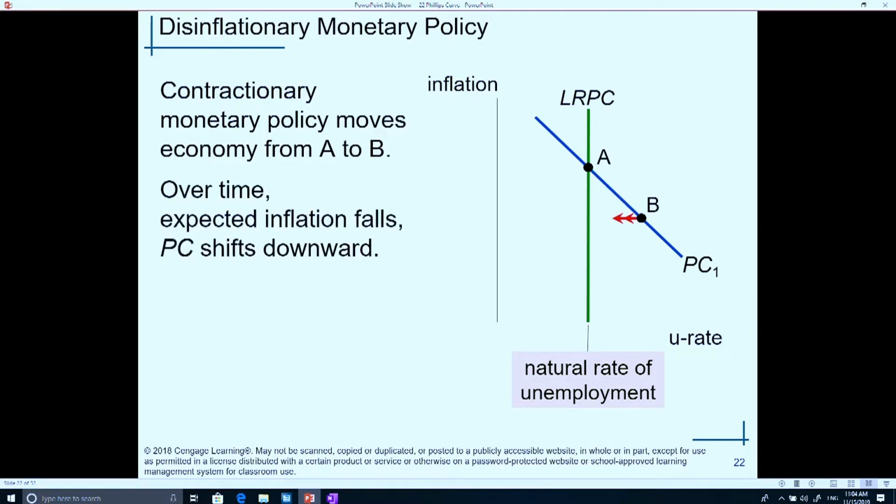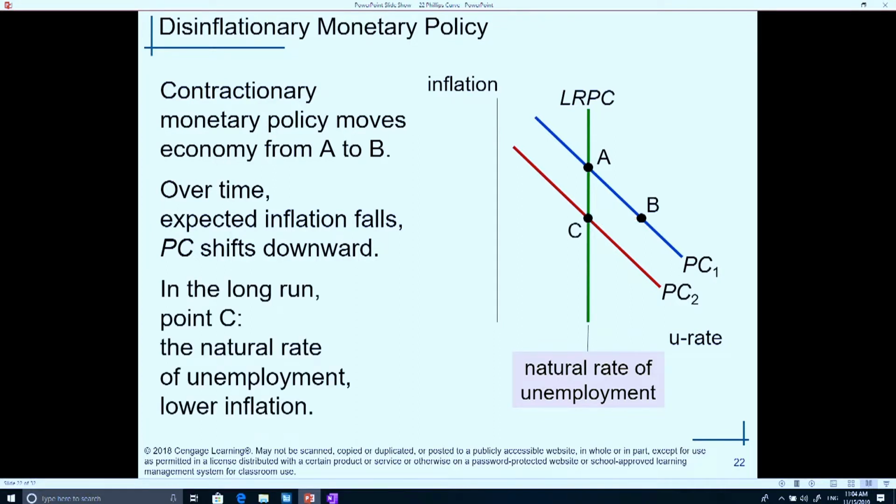Over time, everyone's going to get used to smaller inflation levels. They're not going to be thinking the inflation is 10% all the time. They're going to think, okay, this is cool now. Inflation is now 4%. Oh, cool, the inflation is now 2%. And that will shift the Phillips curve downward as everybody's expected inflation diminishes. In the long run, at point C, the natural rate of unemployment prevails. And in the long run here, we're going to have lower inflation.